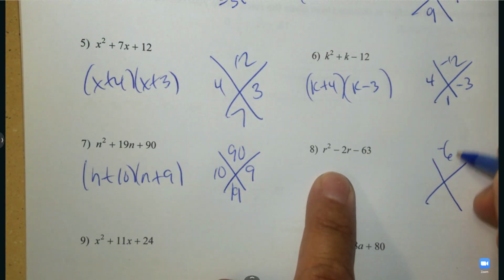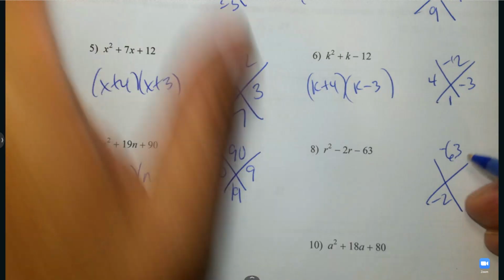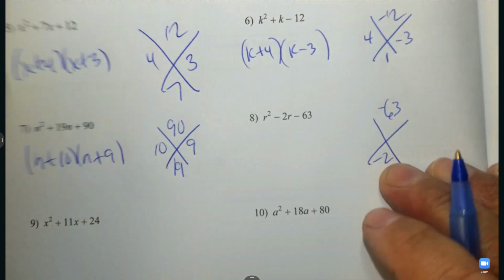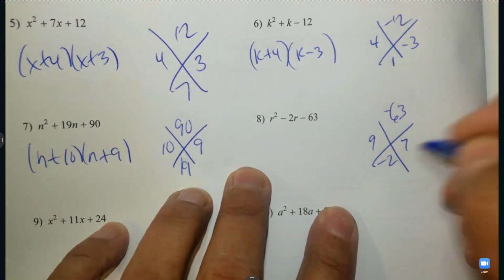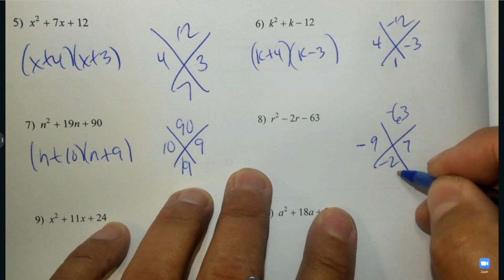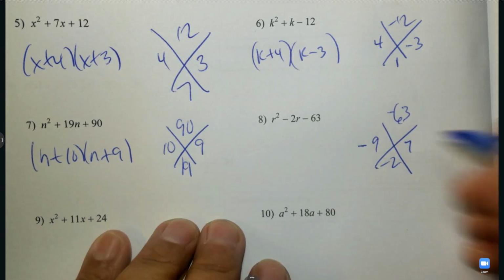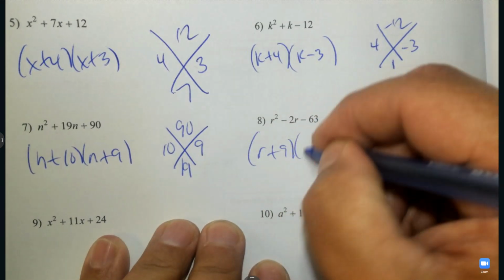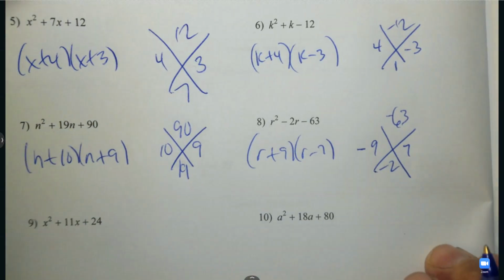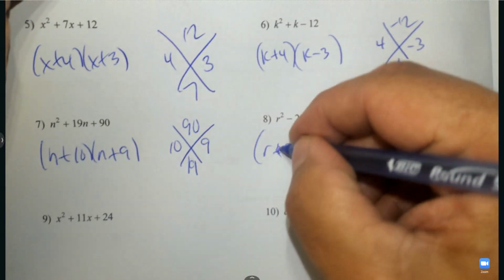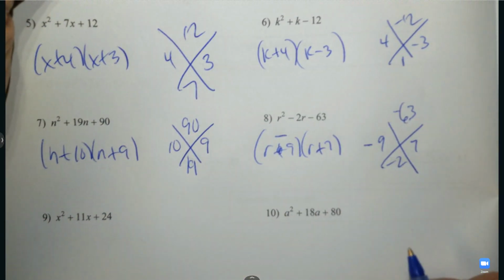I need two numbers that multiply to negative 36. Because the top number is negative, it's going to subtract. Those two numbers are 9 and 7. The bottom number is negative, so the bigger number is negative, smaller one's positive. Oh, I got these mixed around. Minus and plus.